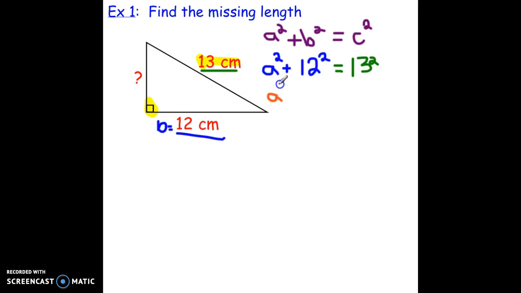So I've got a squared plus, 12 times 12 is 144, equals 13 squared. 13 times 13 is 169. We're trying to isolate our a. So before we can do that, we have to isolate a squared. So I'm going to go ahead and undo the addition and subtraction happening. So I'm going to subtract 144 from each side.